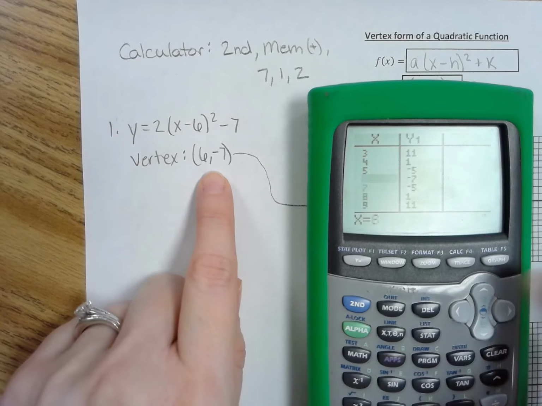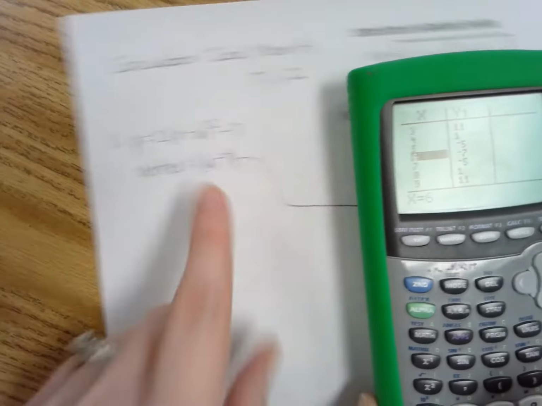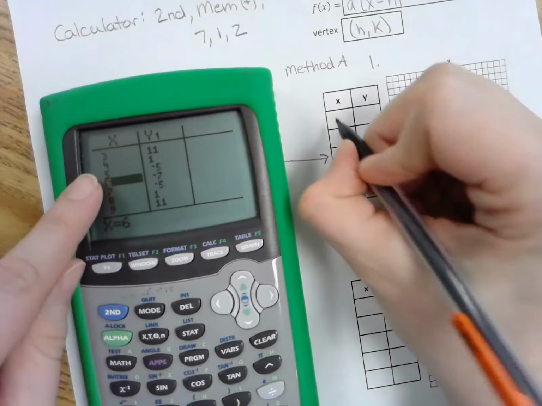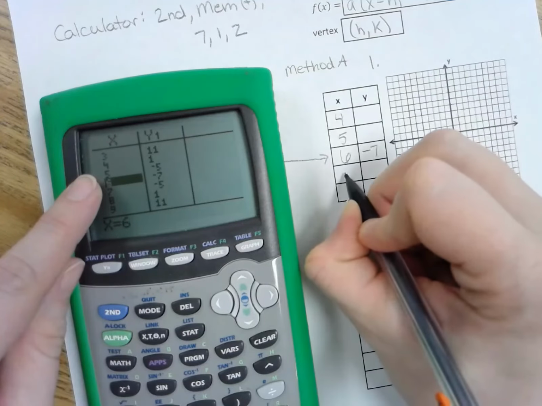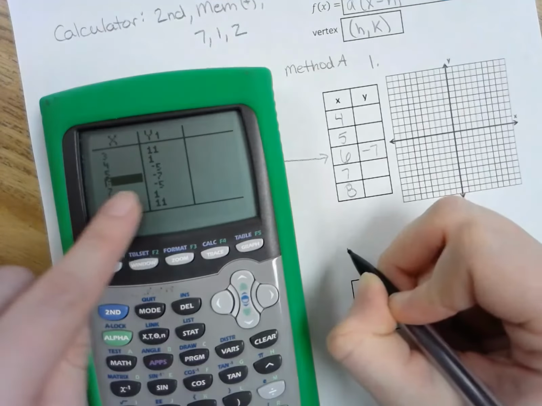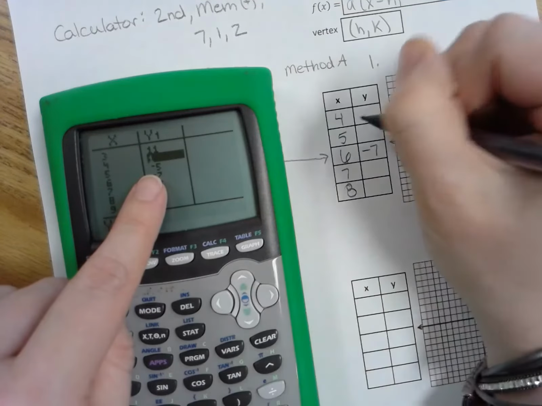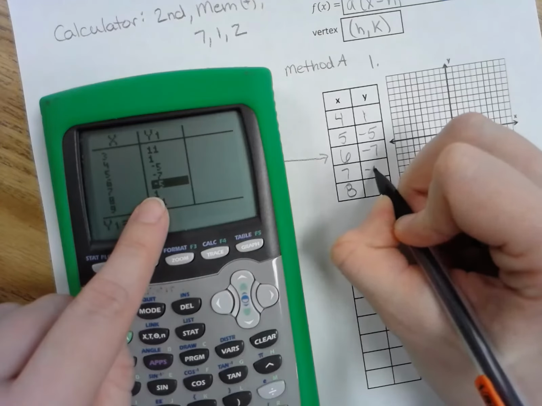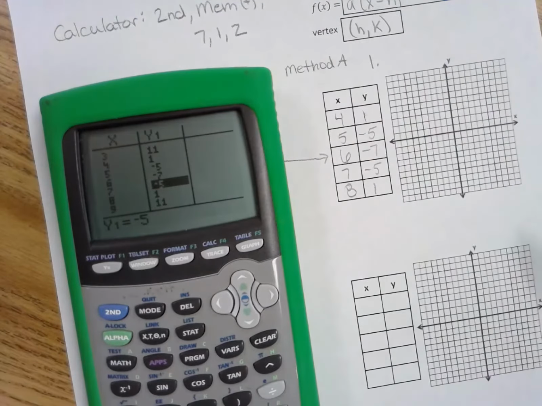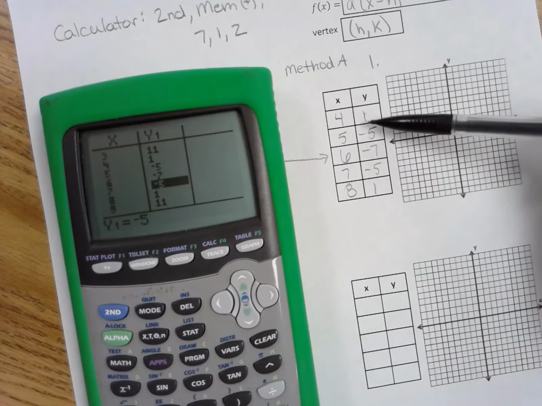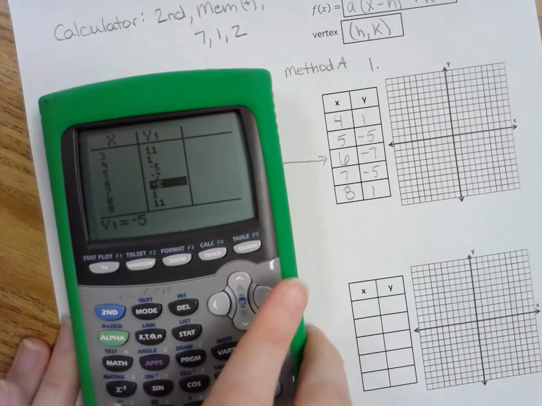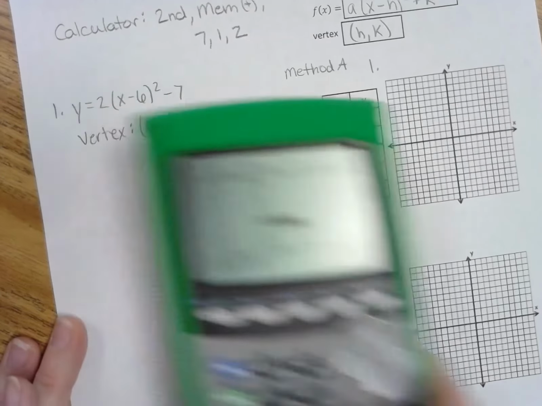So we are at 6, negative 7, and we're going to jot down the rest of our y values. So we have 4, 5, 7, and 8 for our x's, and 1, negative 5, negative 5, and 1 for our y's. Notice we should see this repetition. From the vertex, you should see repetition on either side. If not, you are doing something wrong, and so you need to stop and go back and check your work.